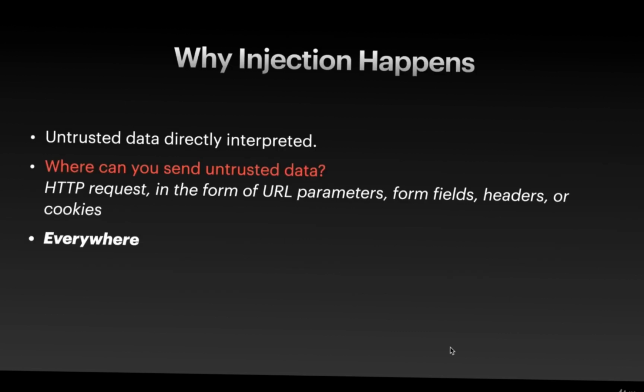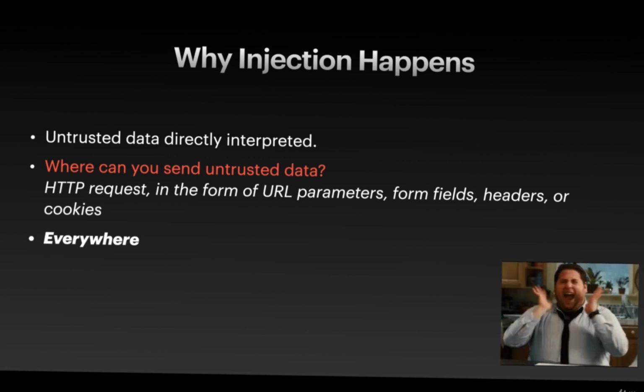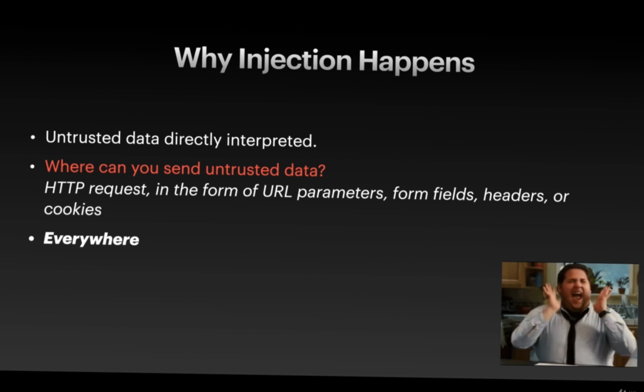The most important thing: why does injection happen? Injections happen because of untrusted data that has been directly interpreted by the interpreter of a web application. So, where can you send the untrusted data? If you want to perform an injection attack on a website, you can send the untrusted data in an HTTP request in the form of a URL parameter, form field, headers, or cookies. So basically, you can send untrusted data everywhere. It can be in the form of a command or query. Yes, so injection can happen everywhere in a web application.